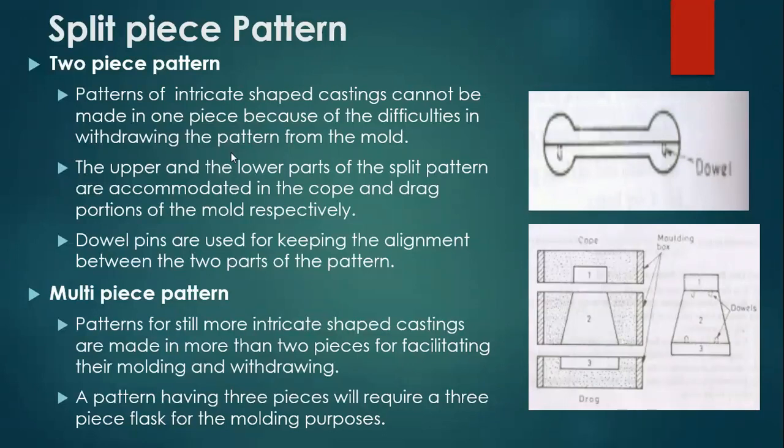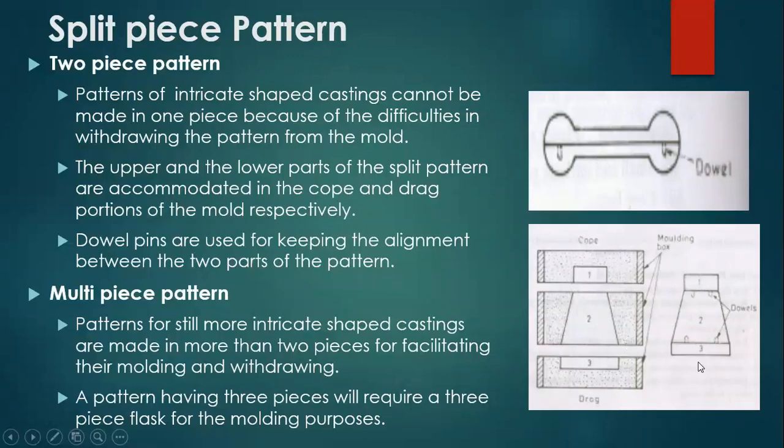Patterns of intricately shaped castings cannot be made in one piece because of the difficulties in withdrawing the pattern from the mold. The upper part of the pattern is accommodated in the cope and the lower part of the pattern is accommodated in the drag, and ramming is carried out. Here this is the 2-piece pattern, and below this, the second sketch is the 3-piece pattern. 2-piece pattern means the pattern is made in 2 pieces. 3-piece pattern means the pattern is made in 3 pieces.